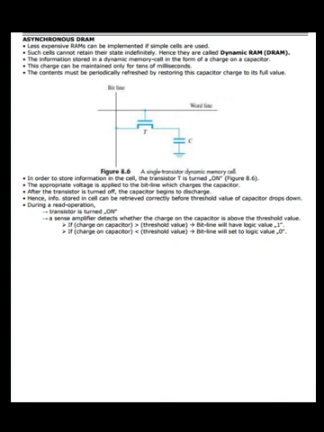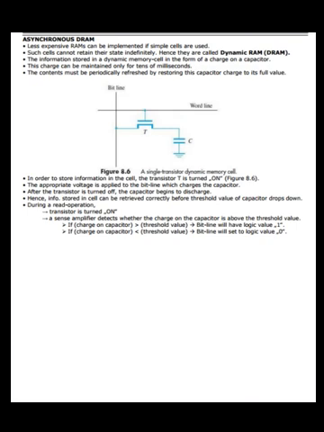In order to store information in the cell, the transistor T is turned on. See figure 8.6. The appropriate voltage is applied to the bit line, which charges the capacitor. After the transistor is turned off, the capacitor begins to discharge. Hence, the information stored in the cell can be retrieved correctly before the charge on the capacitor drops below the threshold value.